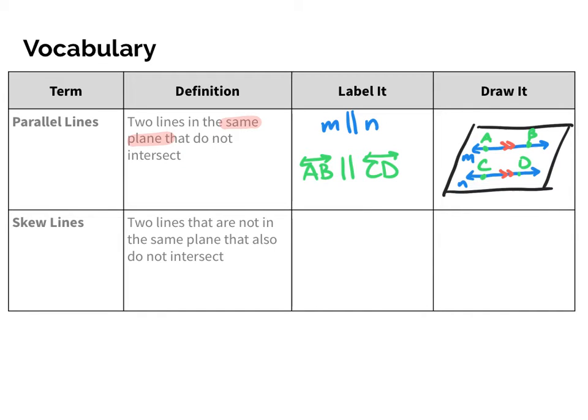However, parallel lines are not the only type of lines that do not meet. There is another type called skew lines. Skew lines are technically parallel lines in that they do not intersect. But sometimes you could have lines that don't intersect that are not in the same plane. Now, this is a little bit tricky to understand.